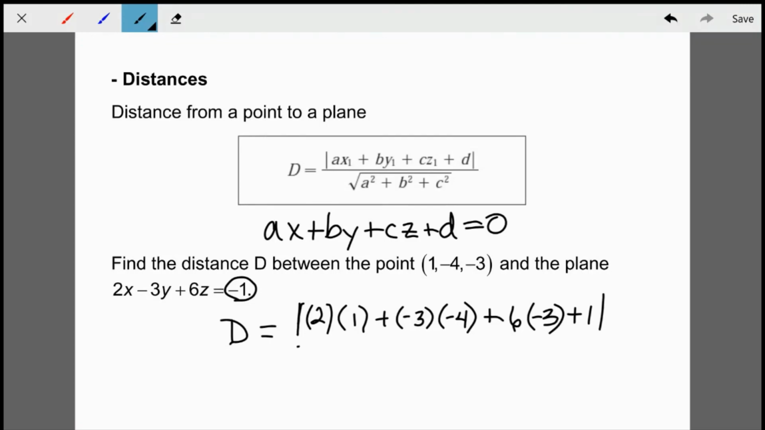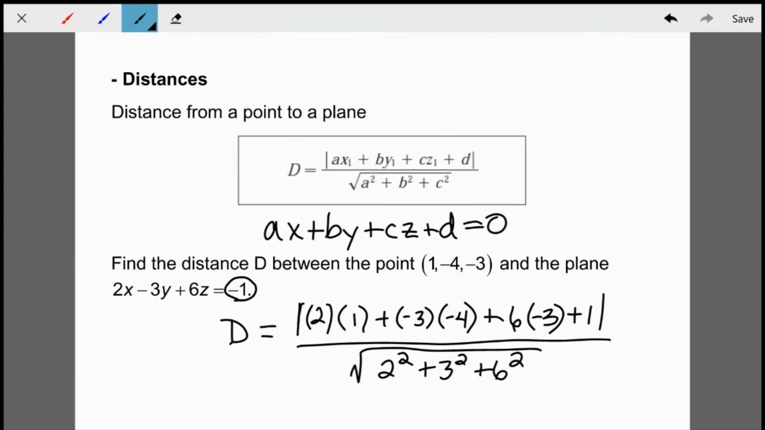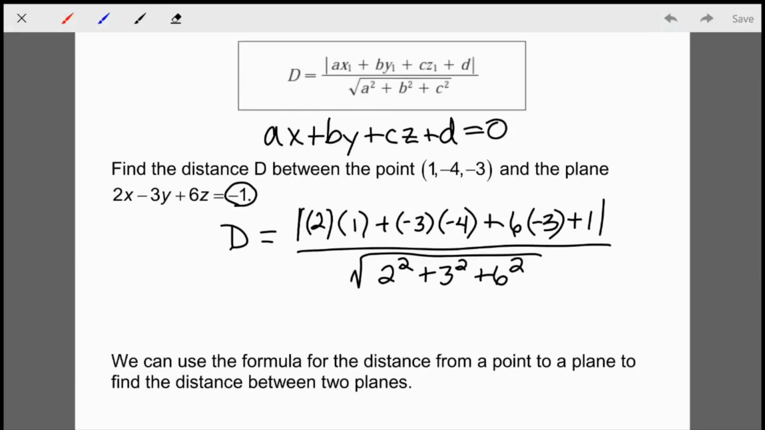Now in the denominator, it's just the square root of a squared plus b squared plus c squared. So we have the square root of 2 squared plus 3 squared plus 6 squared. And when I solve that whole thing out, I will end up with a distance of 3/7. Okay, so not difficult to do, very easy to mess up if you're not careful with your number operations there, but very simple in terms of a setup.